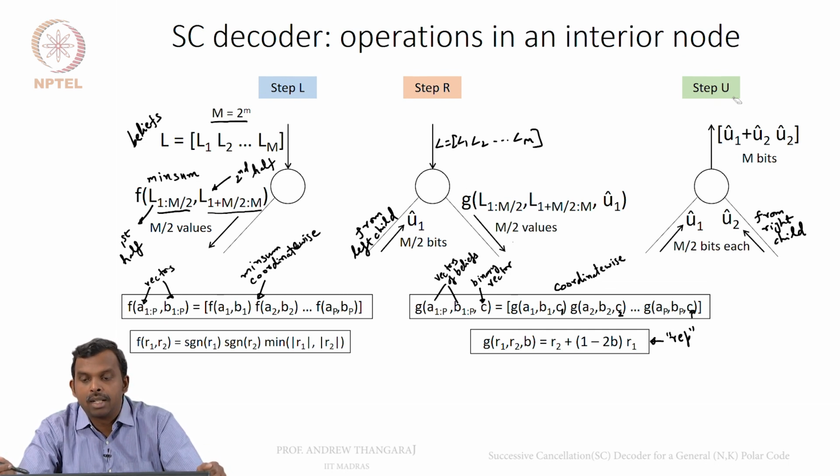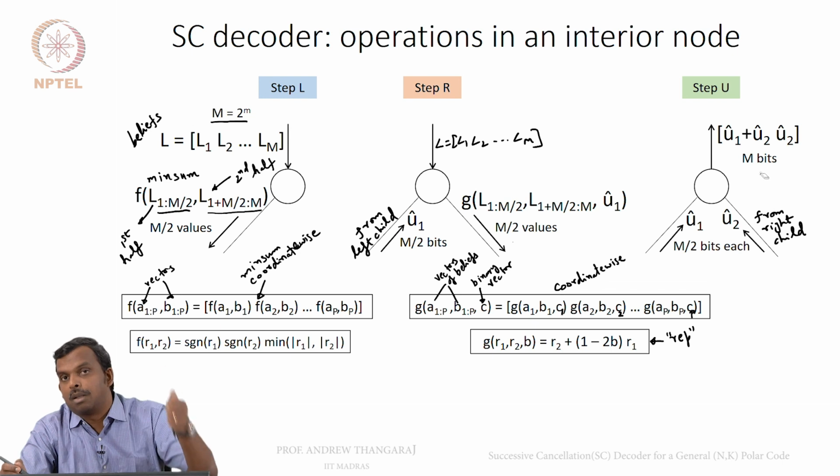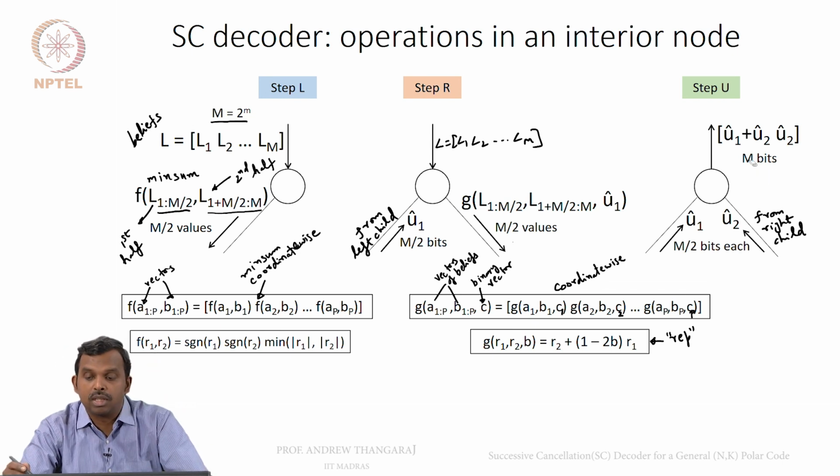Once it has received that, it can do the step U, in which it does u1 hat plus u2 hat and u2 hat, which is m bits, and sends it back up to the parent. Okay, so we saw this also. This is how the operations go. So once again, to summarize, there are three operations in the interior node: step L, step R, step U.